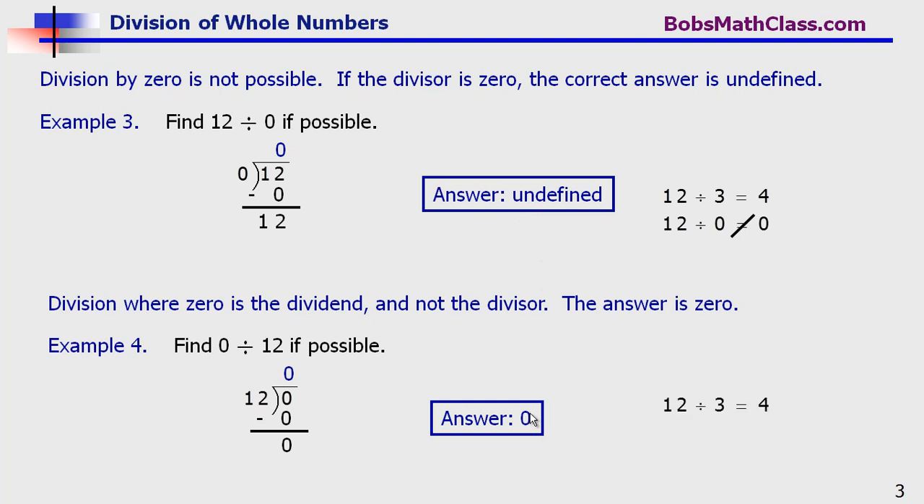Okay, next slide. Once again, I wrote a little note here. Remember, 12 divided by 3 is 4. 0 divided by 12 is 0. And if you multiply the last two, do you get the first one? Yes, 12 times 0 is 0. So that's why this one's okay to write 0.